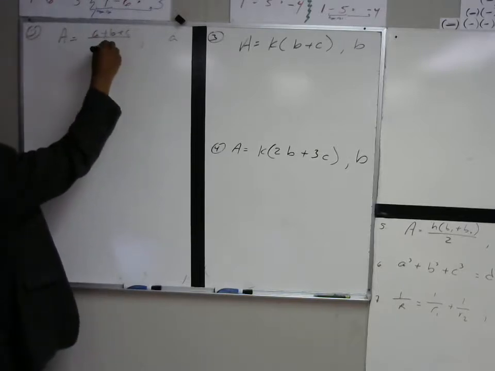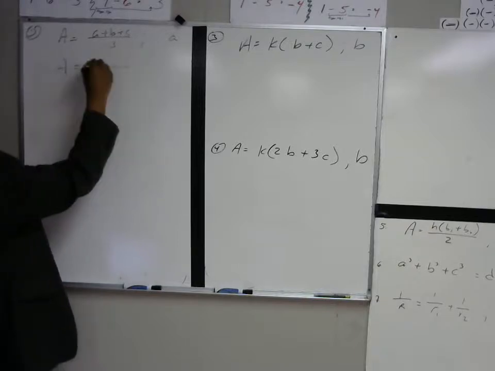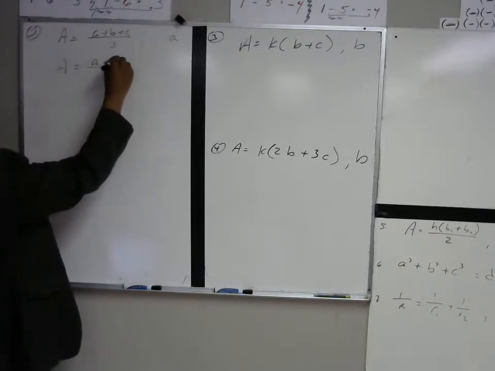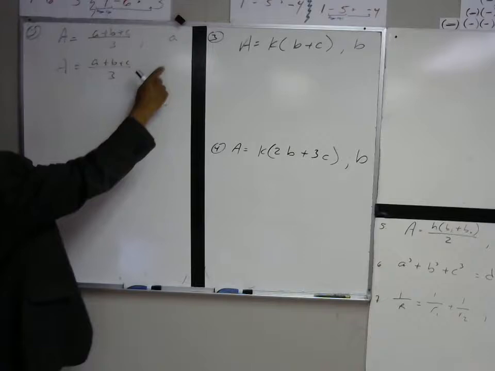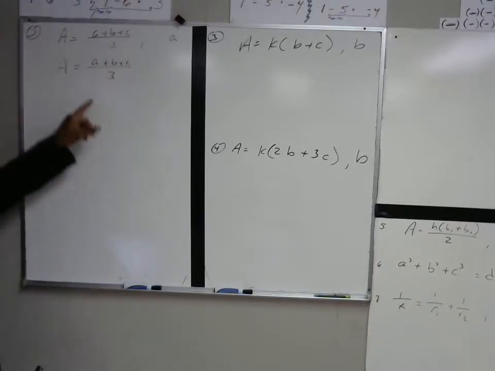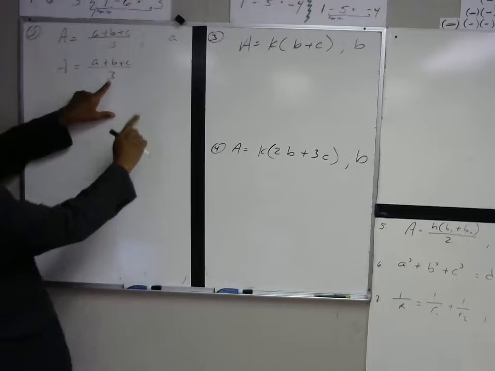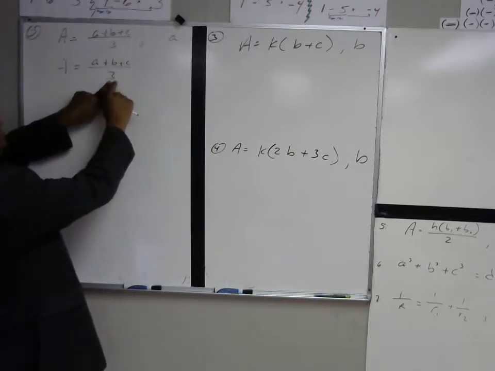Right, this one. Preserving the integrity of the original problem here: A equals a plus b plus c, all over 3. And we're solving for the a here. So there are three things we need to get rid of: the adding b, the adding c, and the dividing 3. The one I'm going to get rid of first is the dividing 3.